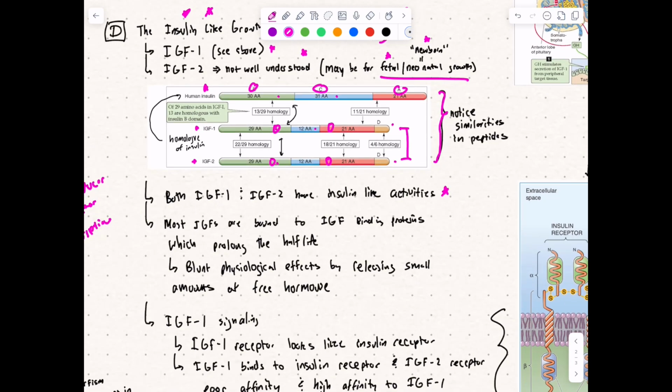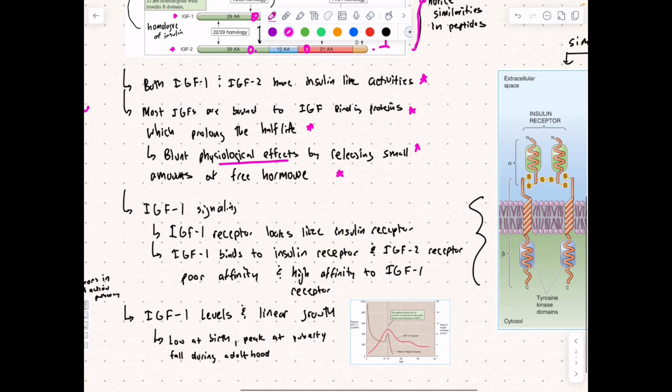Most IGFs are bound to IGF binding protein, which we've mentioned before, and the idea is that it prolongs the half-life, and then by having it bound to IGF binding proteins, you're going to basically blunt the physiological effects by releasing small amounts of IGF-1 at any given time.